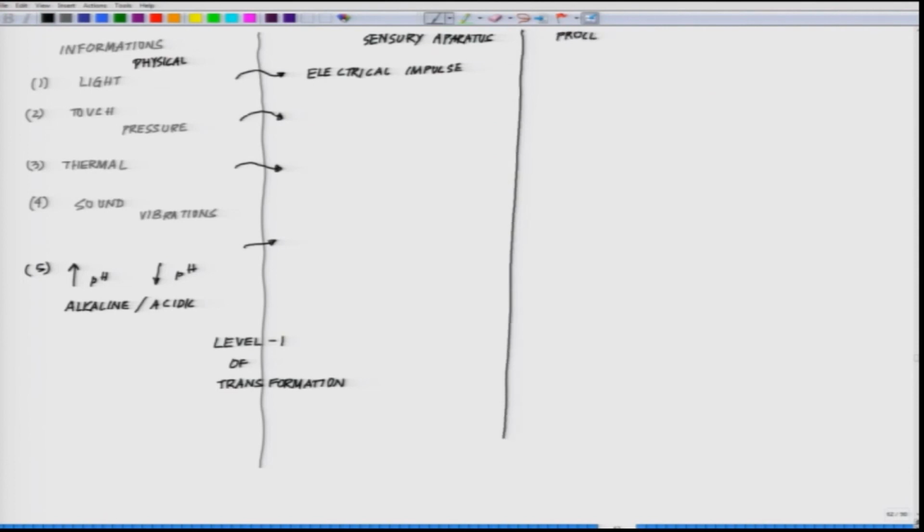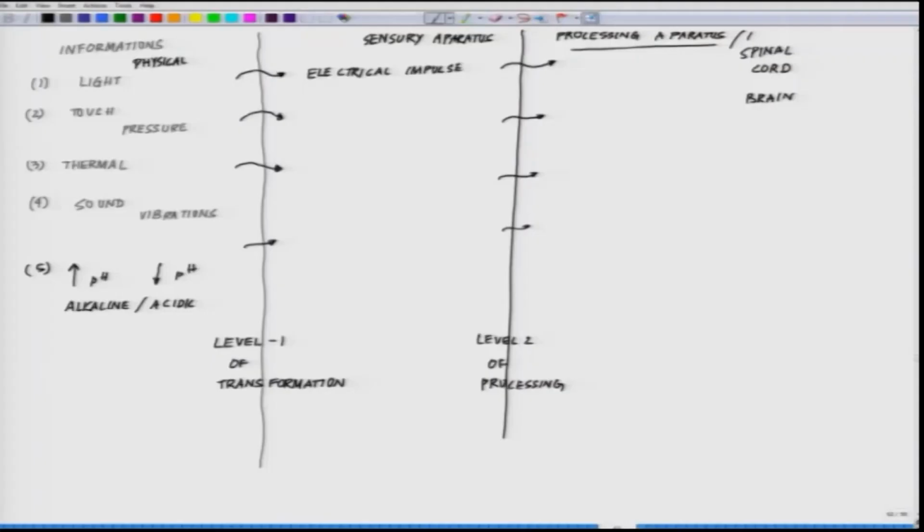These electrical signals are then moved to the processing apparatus. The processing, as I mentioned, could be at the spinal cord, which is the lower level of processing, or at the level of the brain. Right. These electrical impulses have to travel to the processing unit. While this electrical impulse is transmitted to the next level of apparatus, this is level 2 of processing, because from one system it is moving to the next system.